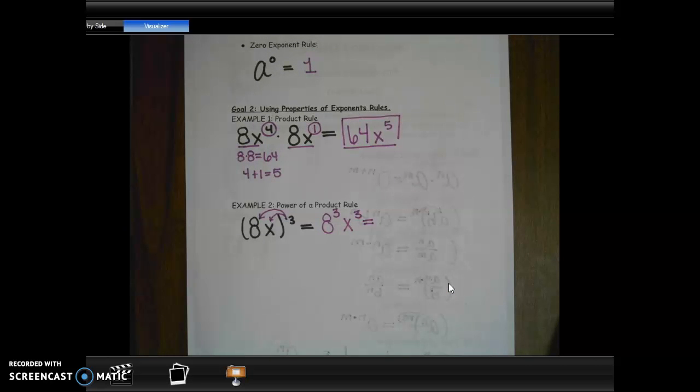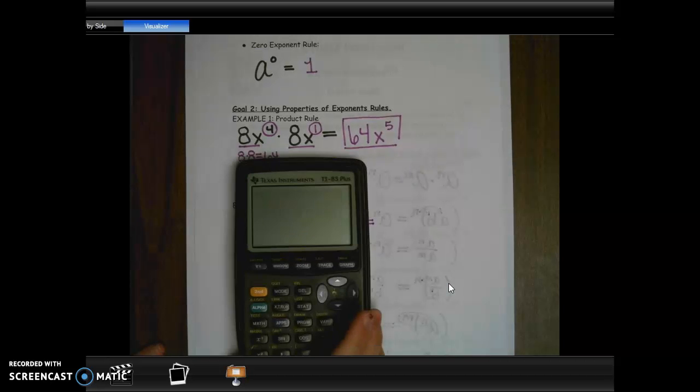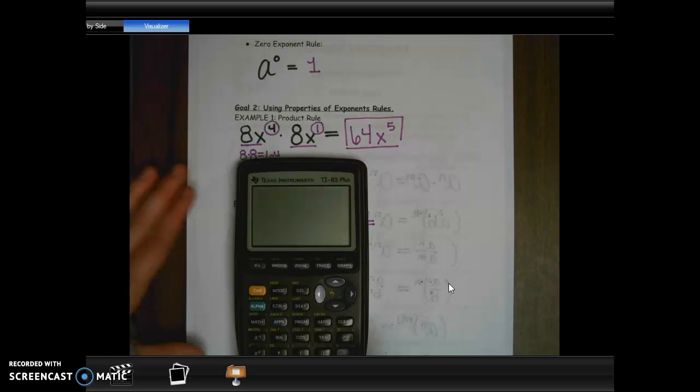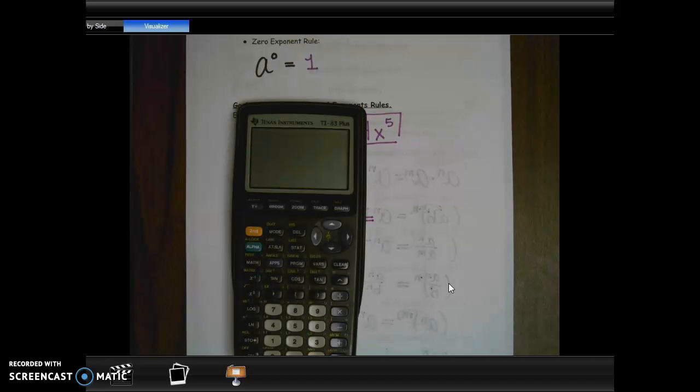So let's talk about how you do that on the calculator. Alright, so on the main stream of your Google Classroom, I put some apps for if you have an iPhone or an Android that's set up just like my calculator that you can use.